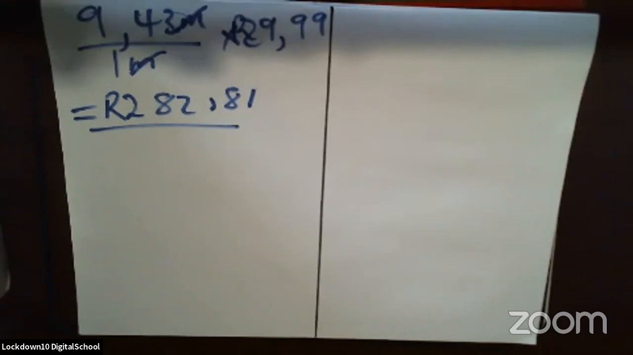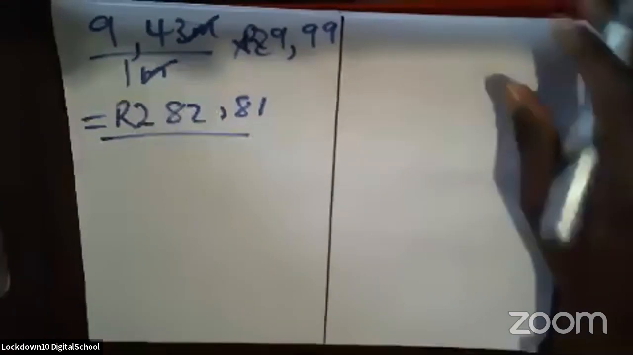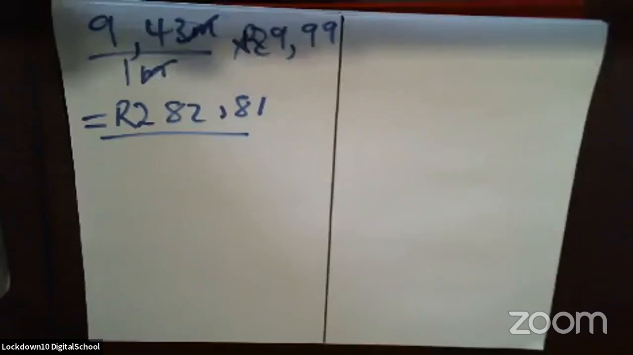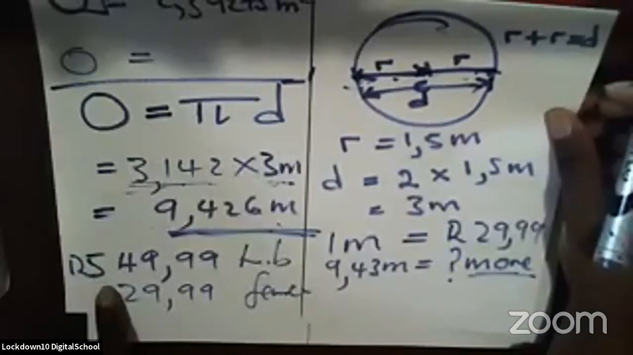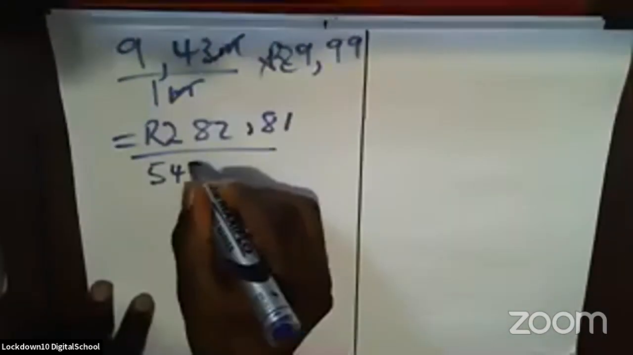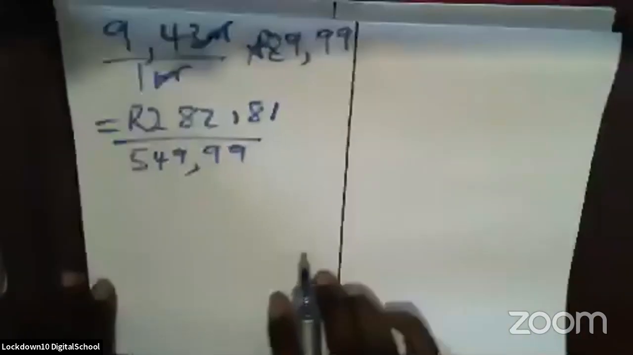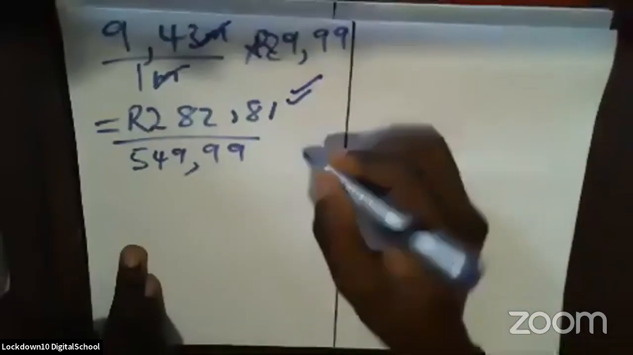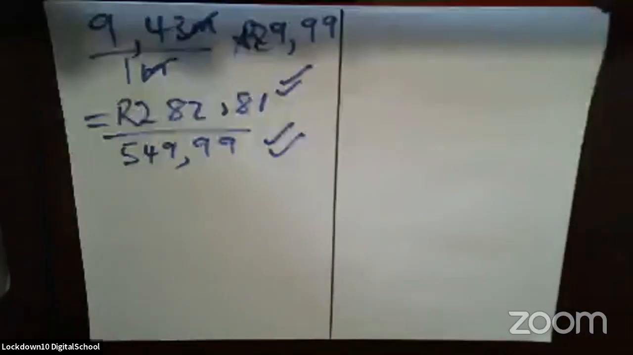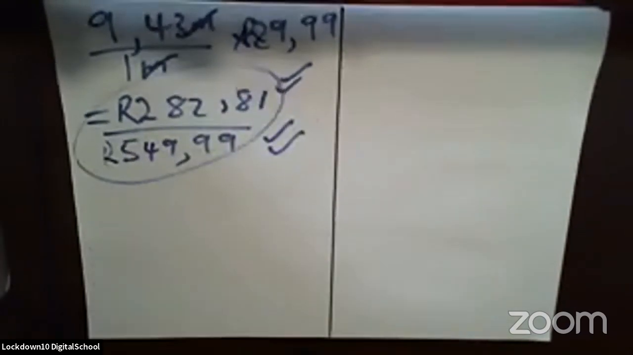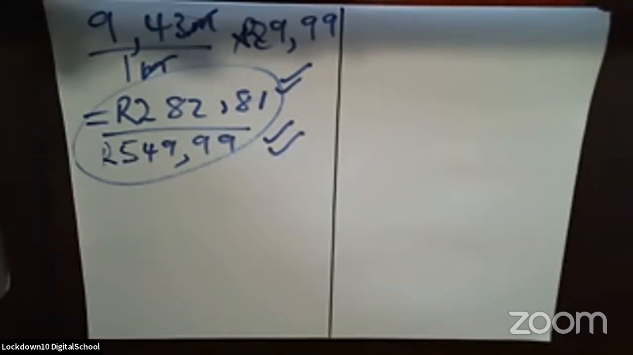How much is he going to pay for the labor? We have that value. He's going to pay 549.99 for the labor. So this is what he's going to pay for the fence, and this is what he's going to pay for the labor. Okay, let's move on. You add these two values, and you get the amount he has to pay for the circular pond. Let's move on to the second question.